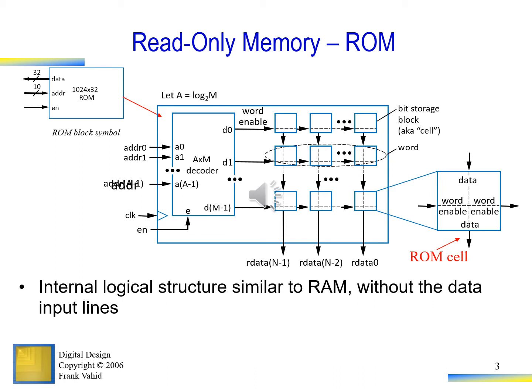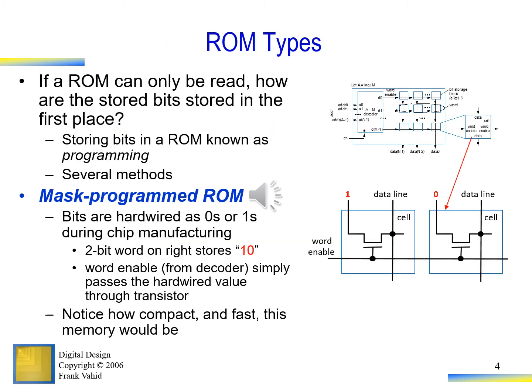You can see the block diagram of ROM, in which there is 32-bit data output, 10 address pins, and enable. So this makes our 1024 by 32-bit ROM. There are 1024 addresses, and each address contains 32 bits. There are very different types of ROM depending upon the methods of storing data into the ROM.